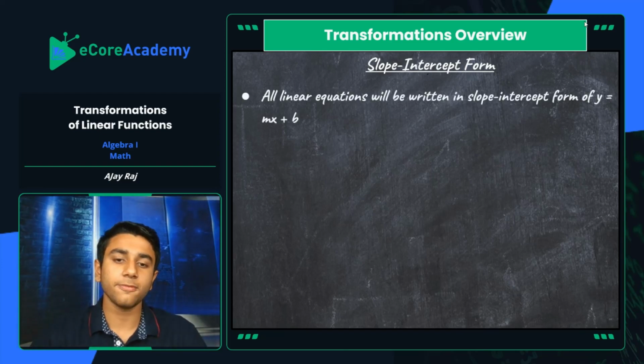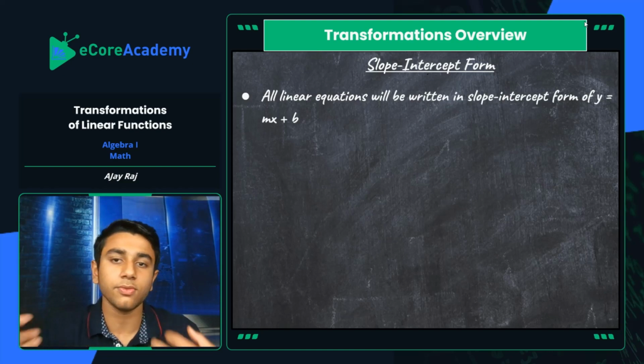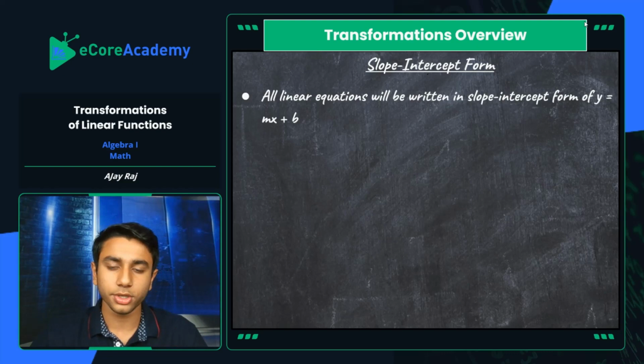So the slope-intercept form is a linear equation that we're going to be focused on. We're not going to use standard form or point-slope form in this lesson. Slope-intercept form helps us see transformations the best. So all linear functions will be written in slope-intercept form of y equals mx plus b, something that you've already learned in our Algebra 1 course here.